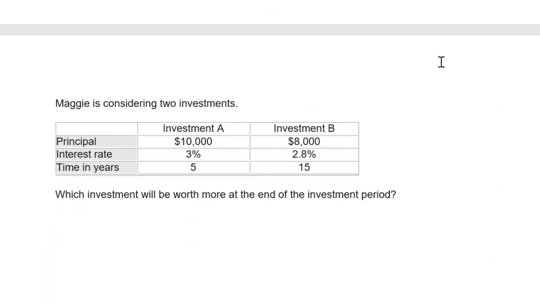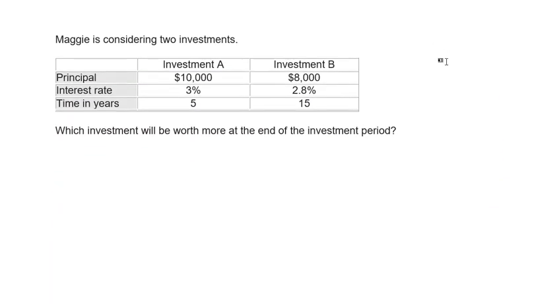Let's look at another example. Maggie is considering 2 investments, investment A and investment B. Which investment will be worth more at the end of the investment period? So we would use that same formula to calculate the amount of interest Maggie will earn on each investment. So the amount of interest is equal to the principal times the rate times the time.